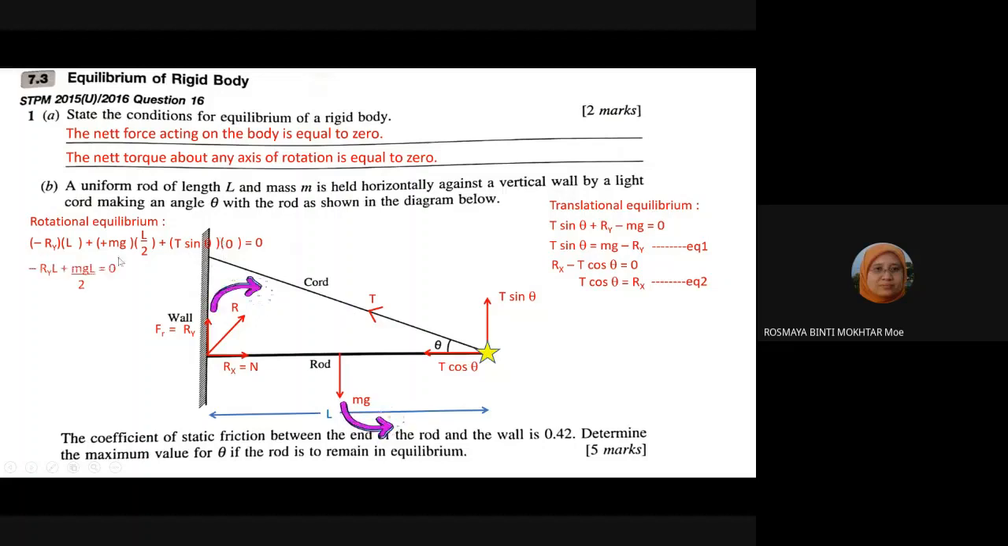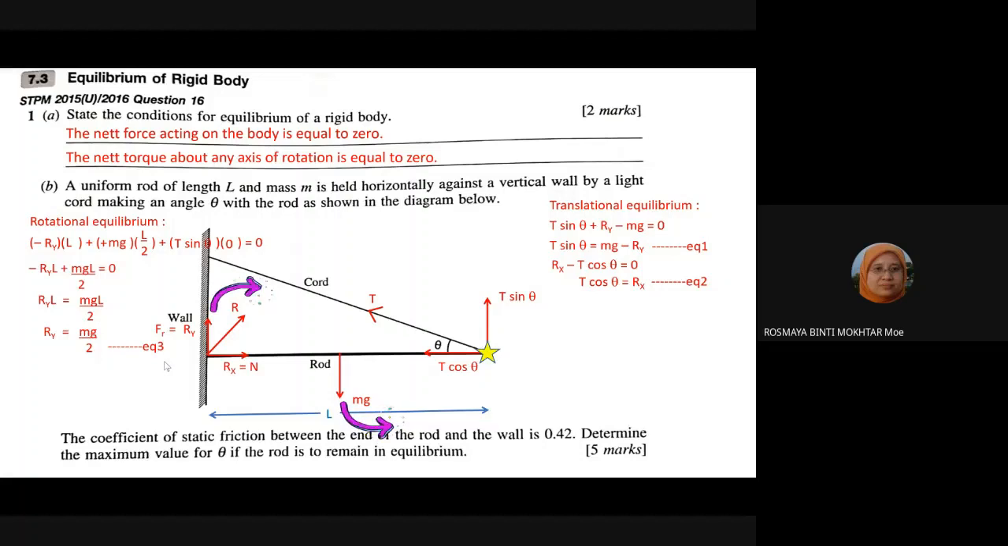Now we rearrange these equations to become negative RyL plus mgL per 2 equals 0, and RyL equals mgL per 2. So we simplify the equation. This will become equation 3. L also can be cancelled out. So equation 3. This is the second step.